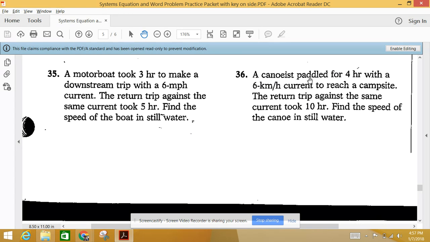So we have this canoeist. They're paddling 4 hours, so that's a time, with the current. That means they're going downstream. The current is helping them. And then they go back upstream. It takes them 10 hours to go upstream. We want to find the speed of the canoe in still water. So it's probably clear to you again, we don't know our distance. We just know it's the same. It's going to the campsite, and a return trip means that it is the same distance going back. So we can set up a downstream and an upstream equation here.